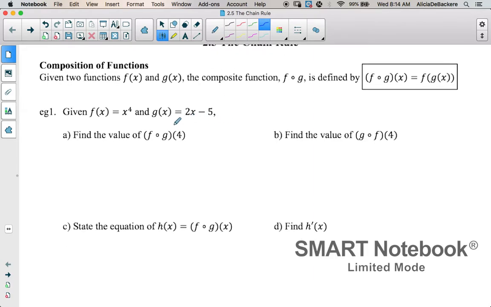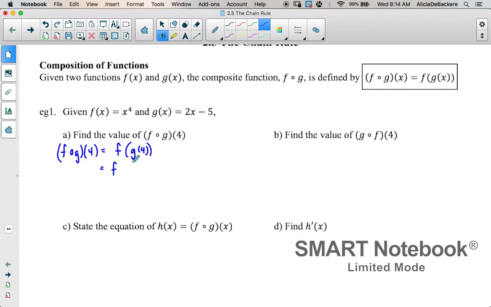So for our first example, f at x is x to the power 4, and g at x is just this line. And we're going to find the value of f of g of 4. So when I have f of g, it's just an open circle there between the g and the f, in the midline. What this means is I'm actually going to sub 4 into the g equation, and then whatever that answer is, I'm going to sub that into the f equation.